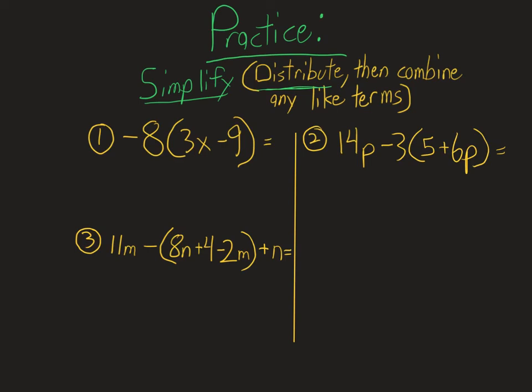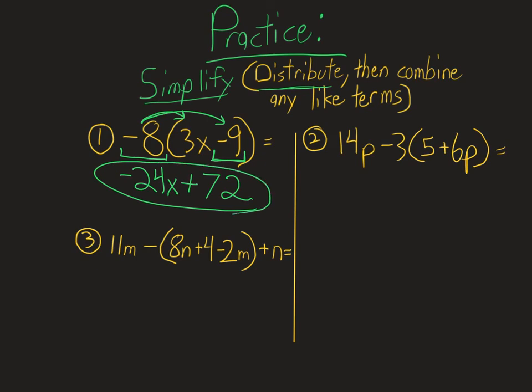All right, let's look. Number one, we're going to distribute that -8. Two terms inside, so I'm going to distribute twice. -8 times the 3x, negative 24x. -8 times -9. Notice, remember, the sign always goes with a number. Two negatives cancel to a positive. 8 times 9 is 72. We would look to see if there's any like terms. There's not. We've got one x term and one constant term. That's it. We're done. That's as far as you can go.